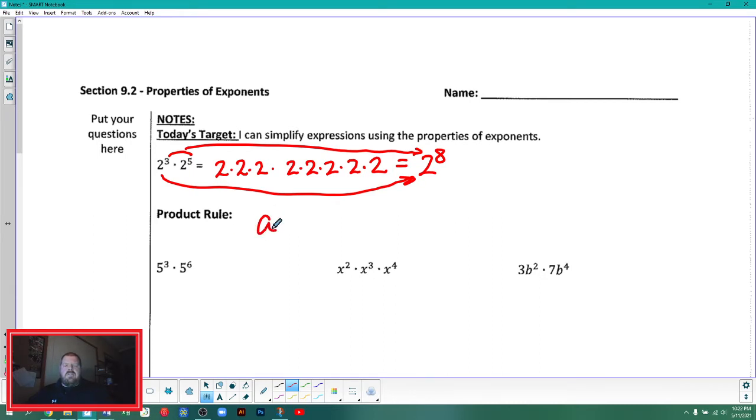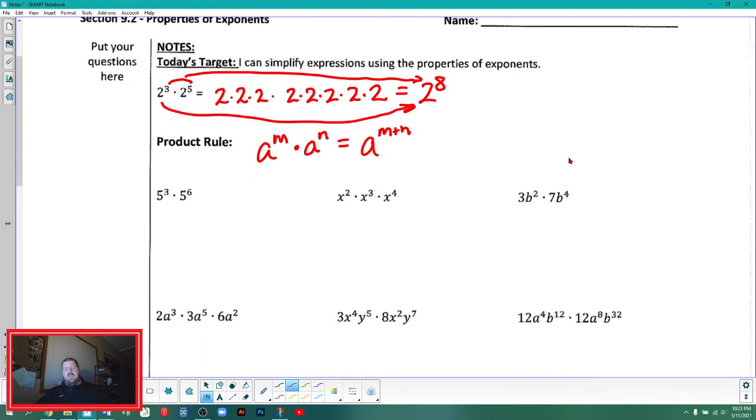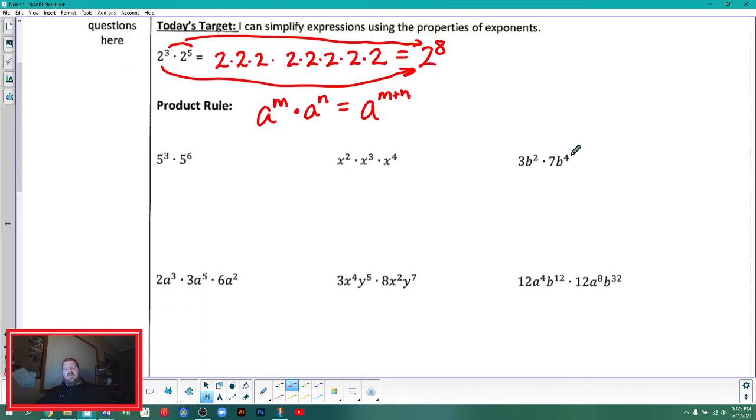So the rule is if I have any number a to the m power times that same number to the n power, that would be equal to a to the m plus n power. So instead of writing out all those expansions, we should be able to do this without. Let's take a look at how we do that. 5 to the 3rd times 5 to the 6th turns into 5 to the 3 plus 6, which is 5 to the 9th. Much easier. At least I hope so.